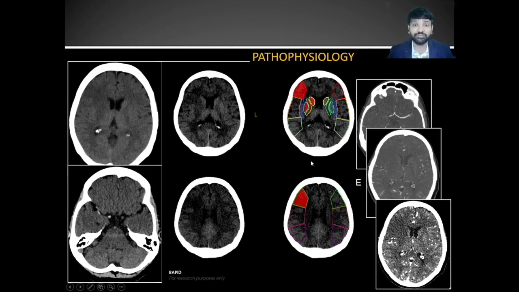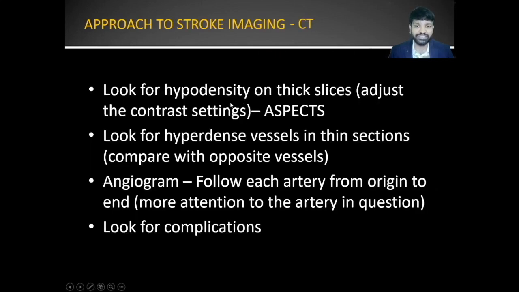ASPECT scoring will bring uniformity in reporting so that the clinical team can take an informed decision. In the thick sections, always look for the hypodensity and try to adjust the window settings so that it will be easier to appreciate that. Look for the vessels in the thin sections and try to compare them with the opposite vessels. And in the angiogram images, try to trace each artery from the origin to the ending branches, giving the artery in question more attention. And beware of the complications that can occur in the infarcts.